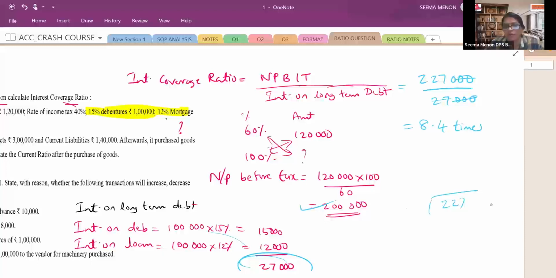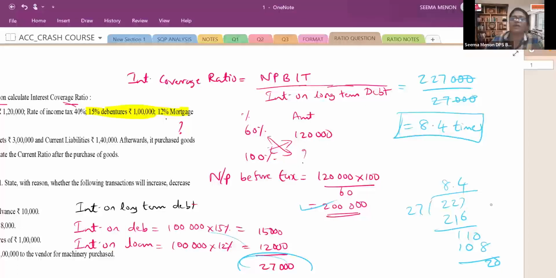227 divided by 27. So 8 sevens are 56. 8 twos are 16 plus 5 is 21. 1. Then you are getting again 4 times. 4 sevens are 28. 10. Then again you get 2. Then put 0. So 8.4 times. Interest coverage ratio.